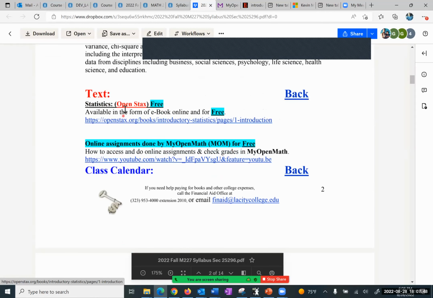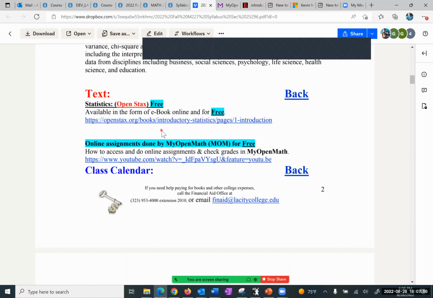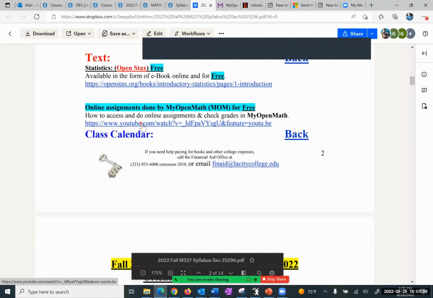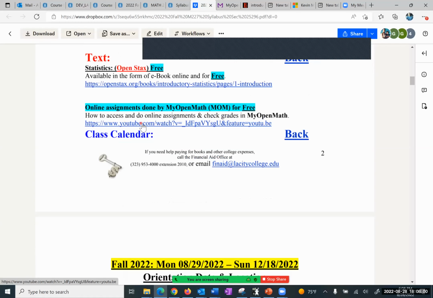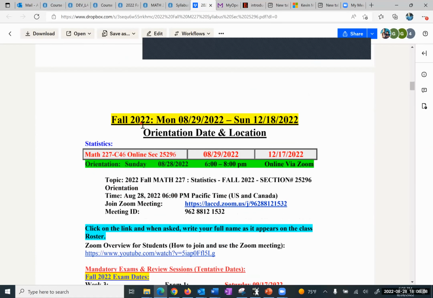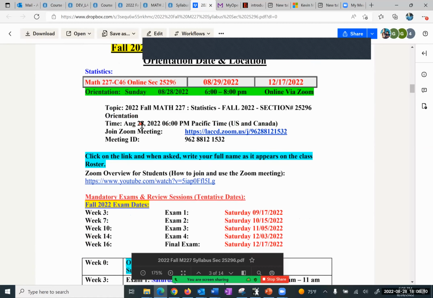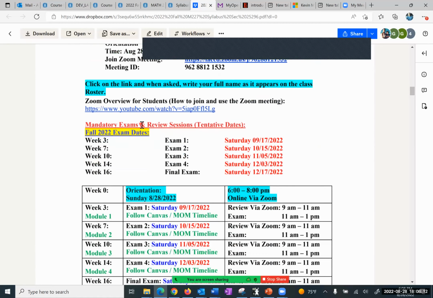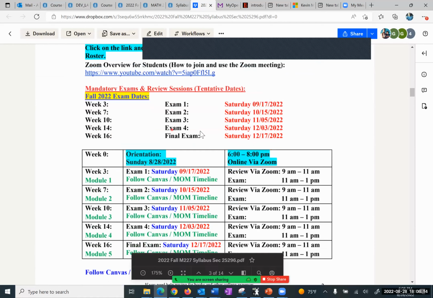The text is by OpenStax. You can click on it here, or when we go to MyOpenMath, I will go over that in more detail. The online assignments are done in MyOpenMath, and everything is provided for free. There's a class calendar, and of course, you're here for the orientation. Aside from the orientation, exam dates are set up so that every exam you can take on Saturdays.